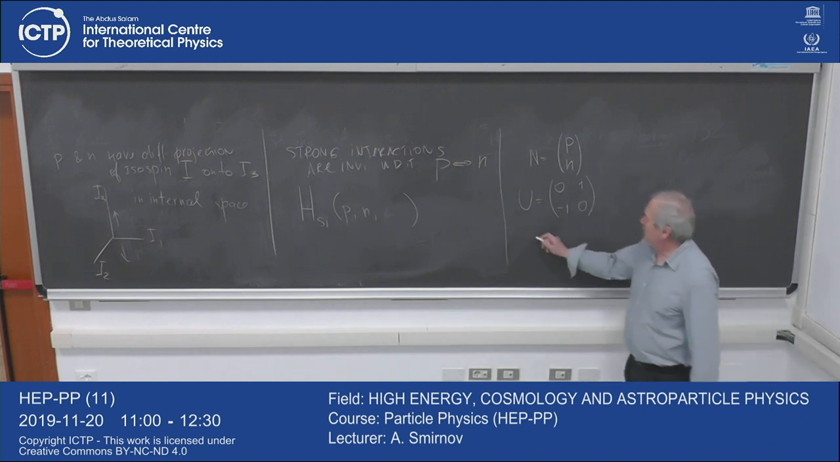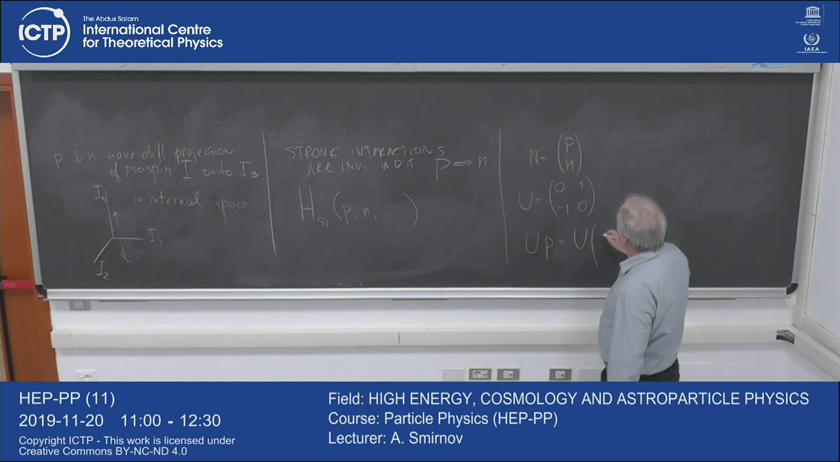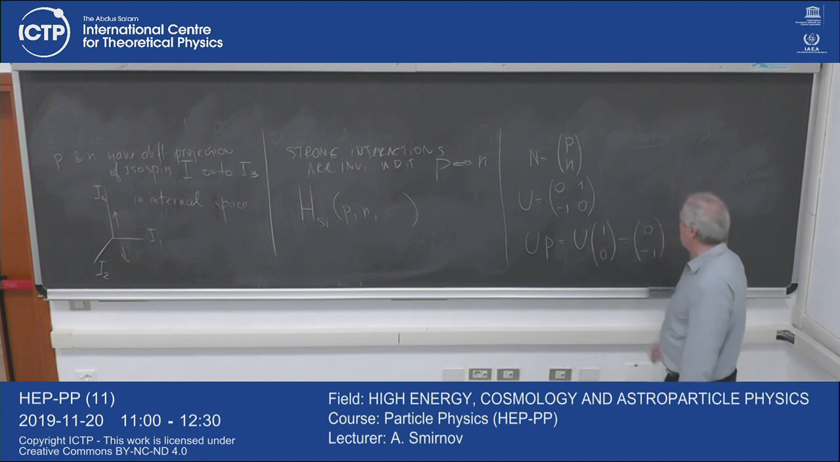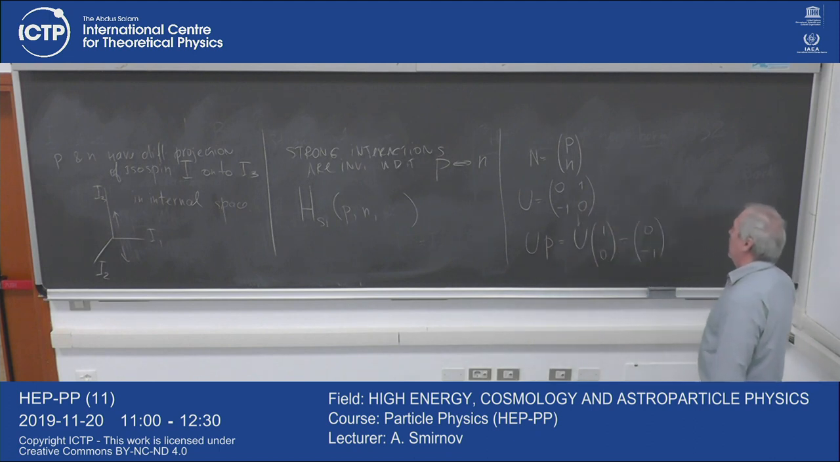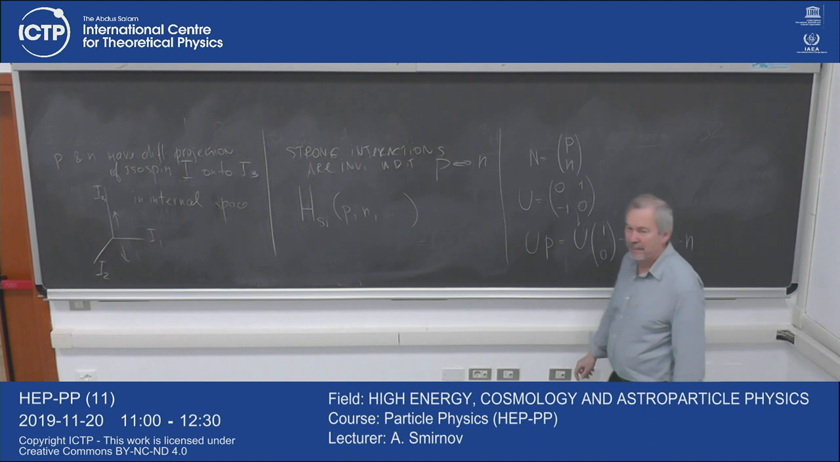Okay? So acting by U, for instance, on the proton state, U and proton is 1, 0 in this space. What I will get is minus 1, 0. Okay, so if I insert this matrix here, I will get this one. So it will be minus. Okay?